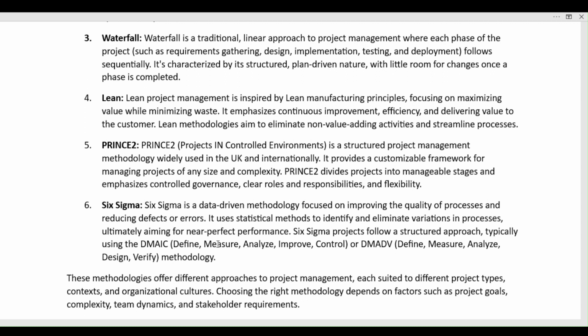Six Sigma projects follow a structured approach, typically using the DMAIC methodology, which is define, measure, analyze, improve, and control, or DMADV, which is define, measure, analyze, design, and verify.